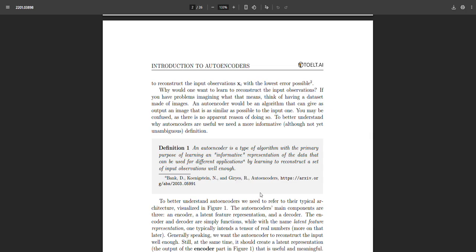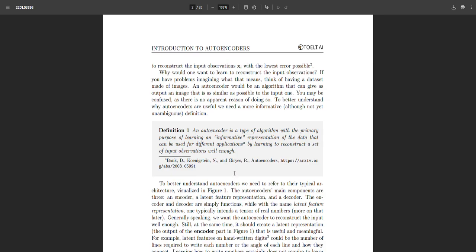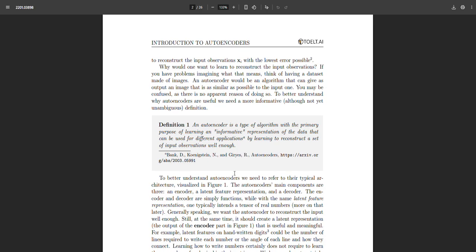And if you're thinking there's no obvious benefit to this seemingly redundant task, you're right. To truly understand why autoencoders are useful, why we don't just copy the input, we need a more informative, though still general definition. The key to autoencoders' power lies not in the output, but in the hidden layers. And that's what we'll discuss next.